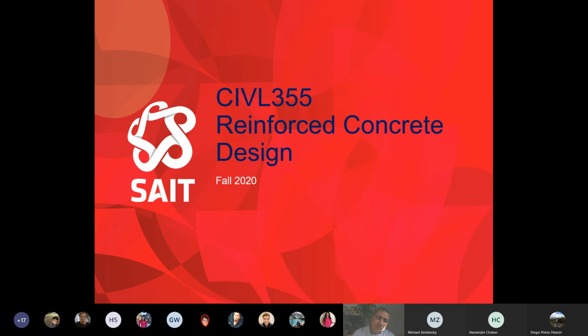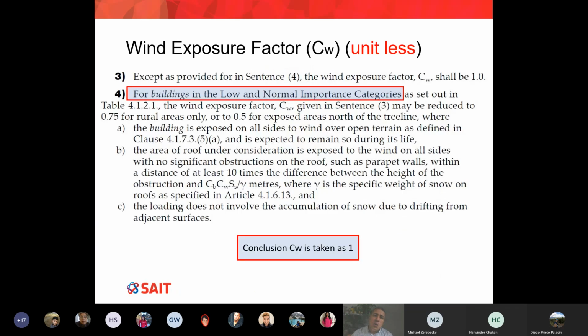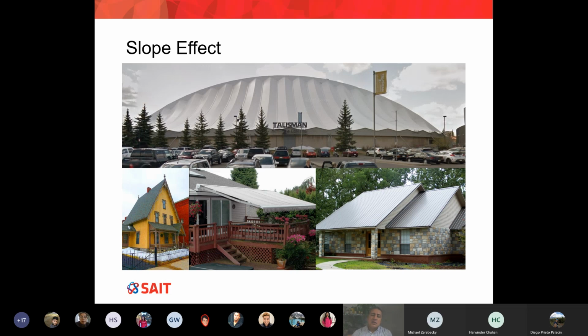So let's see. C sub S is a slope factor, the slope effect. Guys, please take your time and look at the picture on my screen. On the top there is a Talisman, a leisure center in the southeast of Calgary, I think along McLeod Trail. At the bottom there are some houses with a very high slope roof, and then 2 other pictures of other buildings or houses.